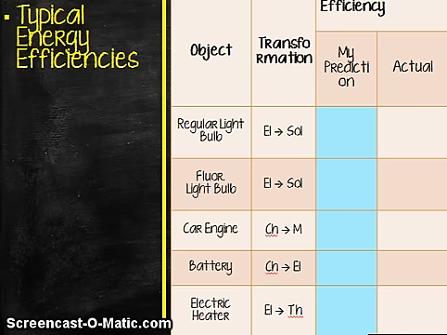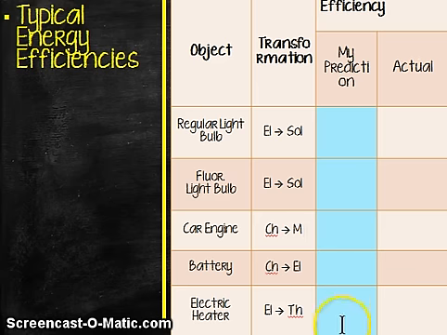Finally, let's get an idea as to some of these typical energy efficiencies that you might be experiencing. We have light bulbs that are regular, fluorescent light bulbs, car engines, batteries, electric heaters. And this shows you which energies they're transforming to and from. So for example, a car engine is taking chemical energy stored in gasoline and transforming it into motion energy eventually inside of the wheels of the car.